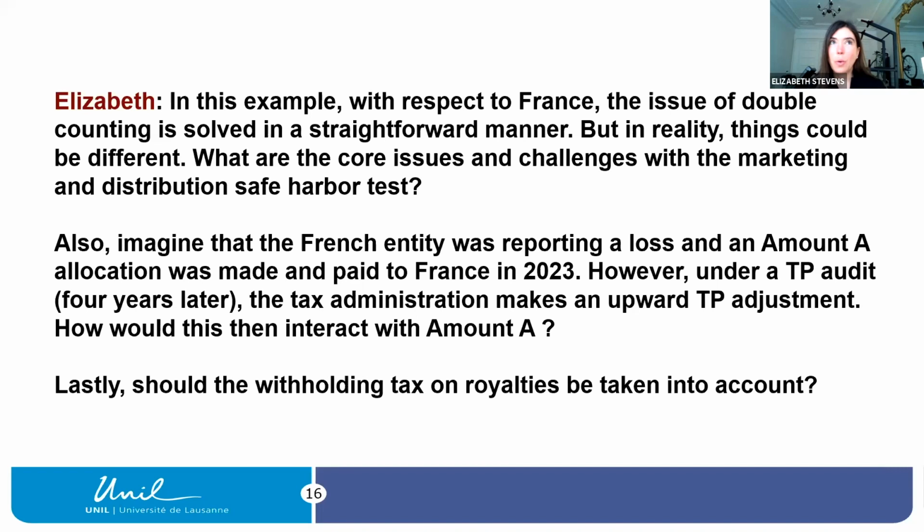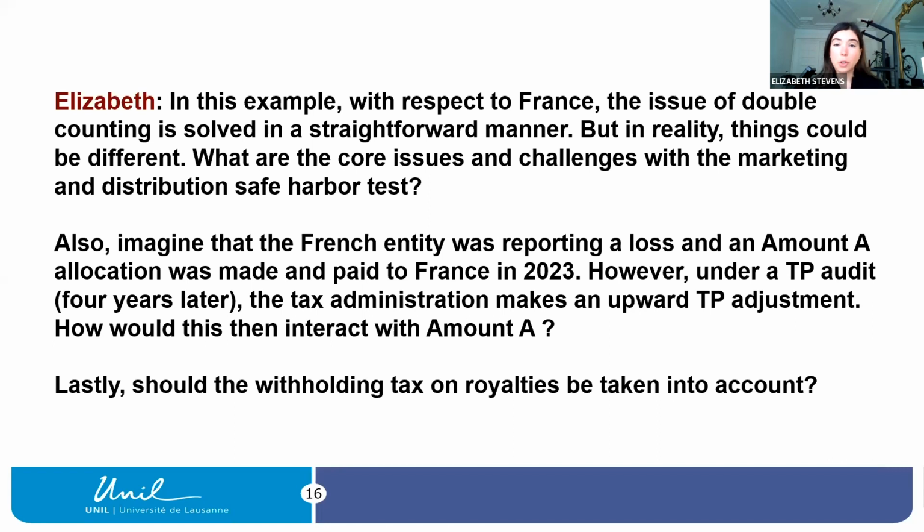But what if our French entity is also a manufacturer? If it's a full risk manufacturer, something should be taken into account for the manufacturing function as well. So the marketing and distribution profit safe harbor doesn't really deal with multifunctional entities. And I think that's something that would need to be taken into account in developing it further.